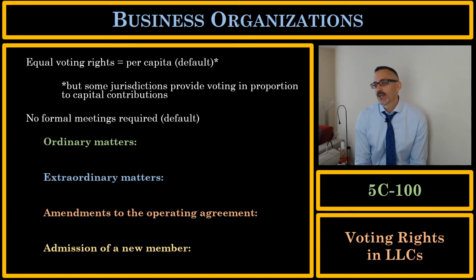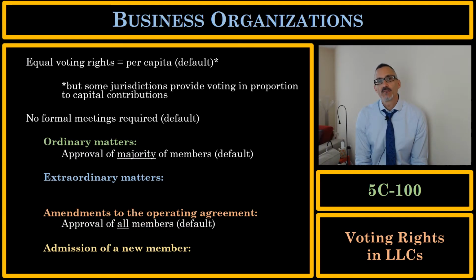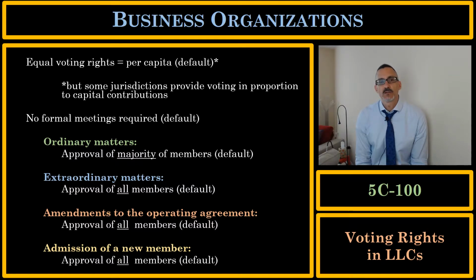Voting on ordinary matters, extraordinary matters, amendment to the operating agreement, and admission of a new member. If we are voting, if we're members in an LLC and we're voting on some sort of ordinary matter, the proposal requires approval of a majority of the members. If we are voting on an extraordinary matter, approval of this matter requires consent of all the members. If we are voting on amendment of the operating agreement, this requires approval of all the members, and similarly in most jurisdictions, admission of a new member requires approval of all members. Once again, similar to the partnership context, these are default rules which we can change in our operating agreement if we so choose.